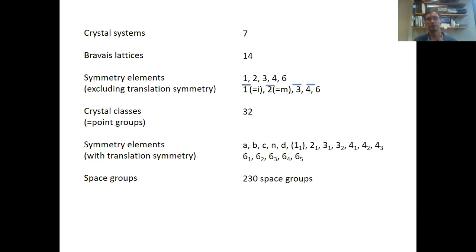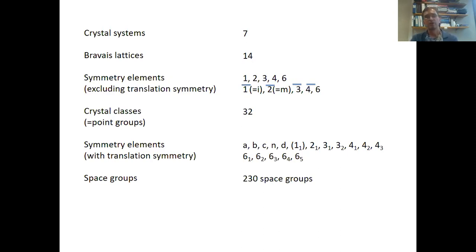So any crystal that appears in nature must crystallize in one of these 230 space groups. As there is a limited number of point groups, there's also a limited number of space groups because of the limited number of symmetry elements that there can be.